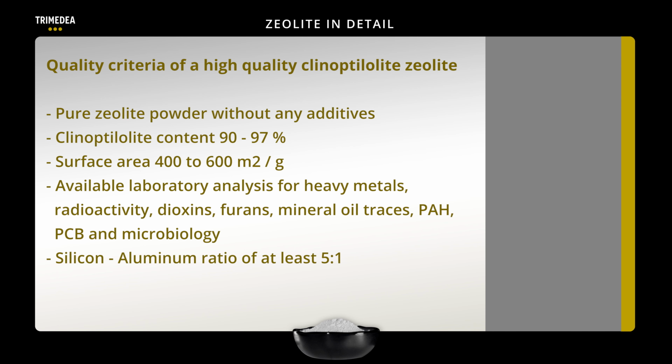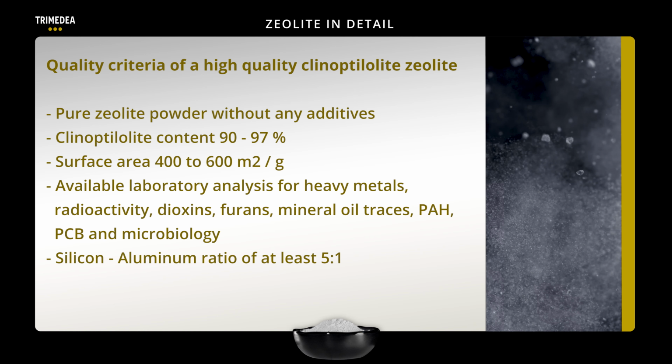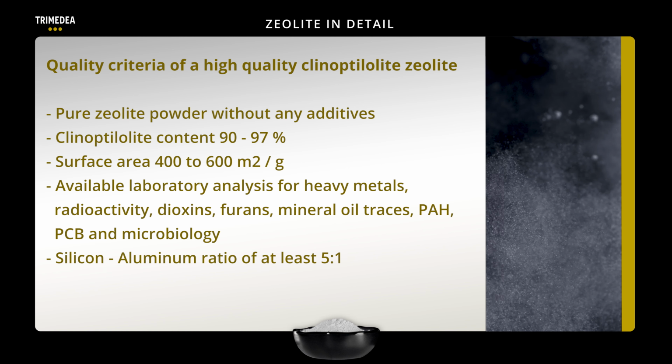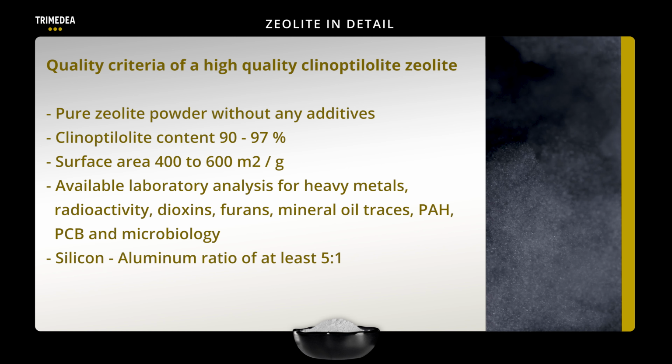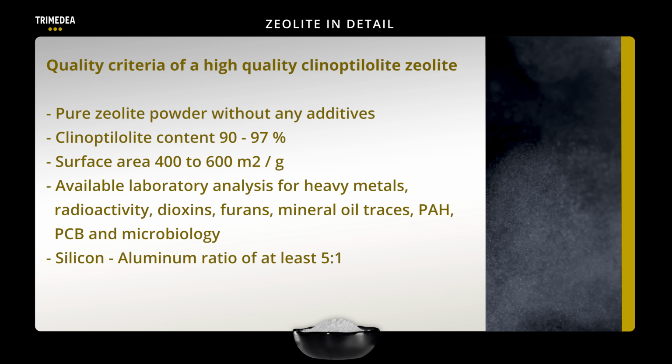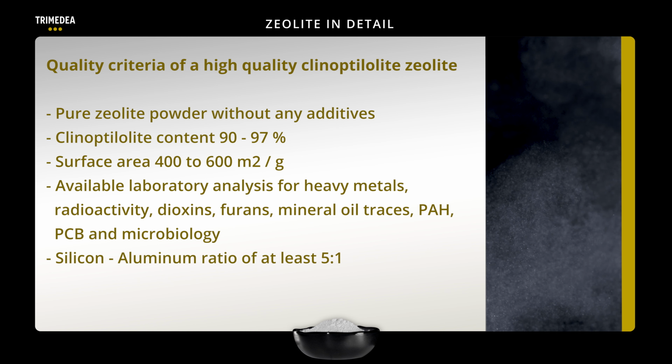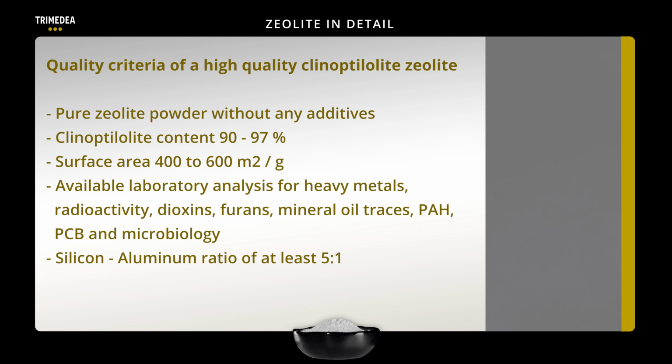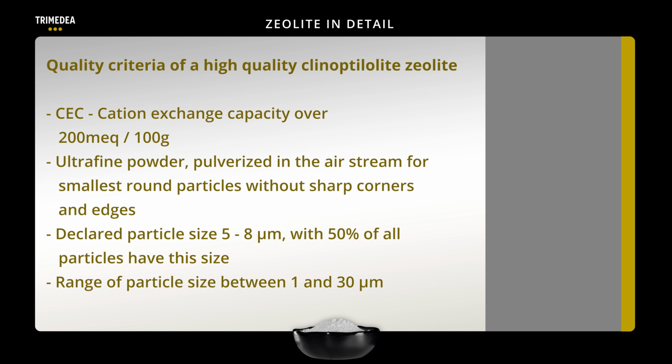Quality criteria of a high-quality clinoptilolite zeolite include: it is pure zeolite powder without any additives, the clinoptilolite content is between 90 and 97%, the surface area is 400 to 600 square meters per gram, a laboratory analysis was carried out, a silicon-aluminum ratio of at least 5:1 prevails, the CEC, that means cation exchange capacity, is over 200 mg per 100 gram. It is available as an ultrafine powder. The declared particle size is 5 to 8 micrometers, and the range of particle size is between 1 and 30 micrometers.